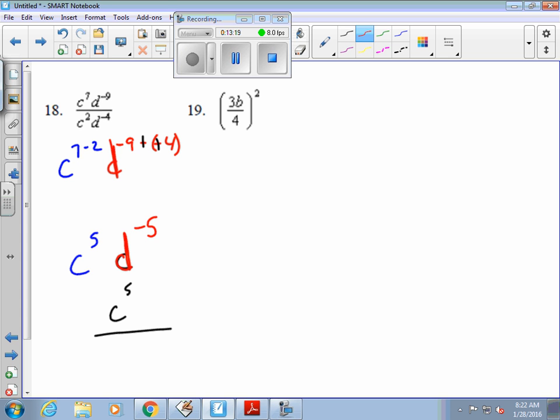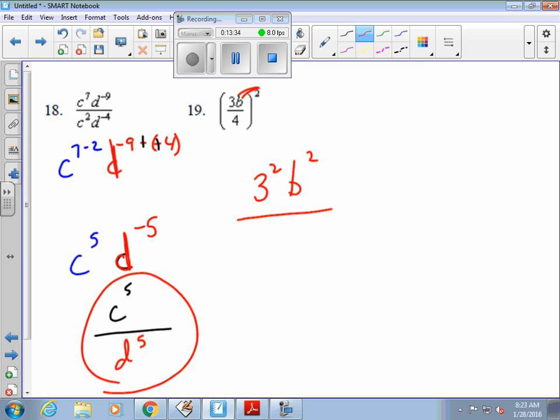But d to the negative 5th goes down and becomes d to the positive 5th. C to the 5th over d to the positive 5th. 3b over 4 squared. Everything is going to get squared. 3 gets squared. B gets squared. And 4 gets squared. So 3 squared we know is 9. B squared we don't know what that is. And 4 squared is 16.